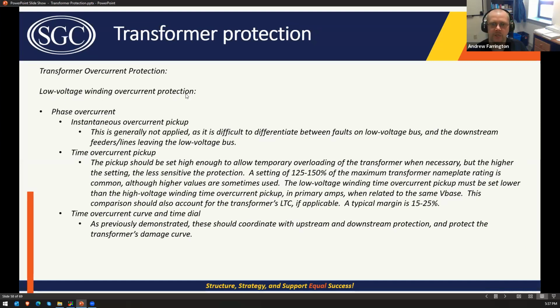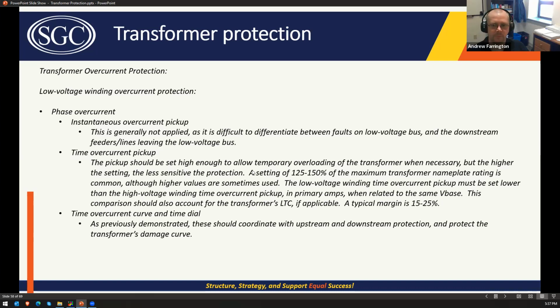Okay, low voltage winding overcurrent protection. So now heading back to phase overcurrent for the low side winding. The instantaneous overcurrent for low side is, again, generally not applied for the reason we just talked about. It's difficult to differentiate between faults on the low voltage bus and the downstream feeders or lines that are leaving the low voltage bus. You will almost always have low side time overcurrent.